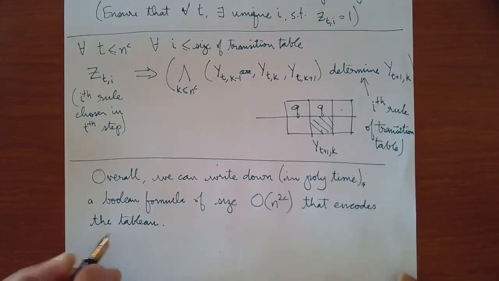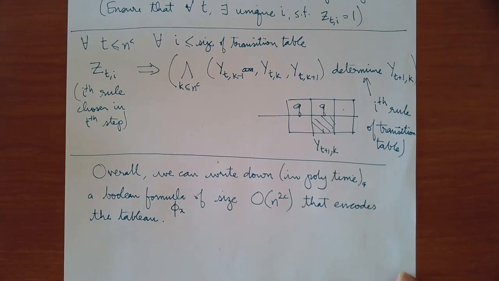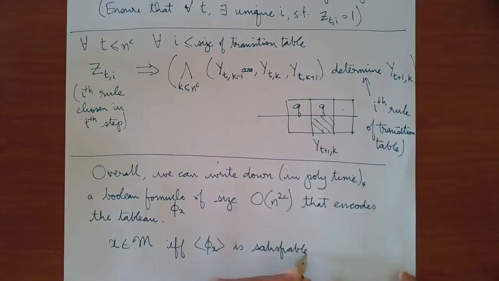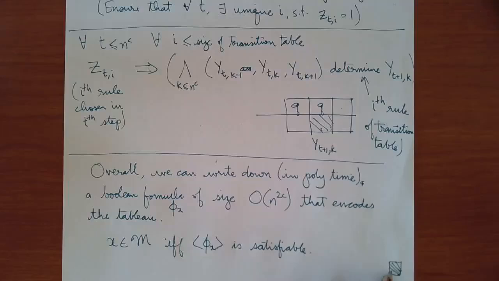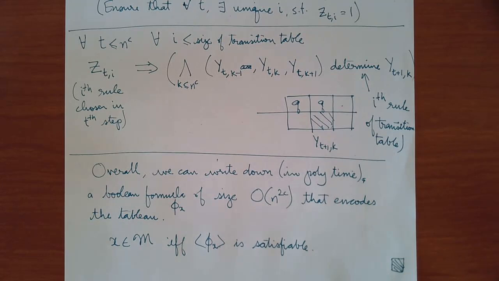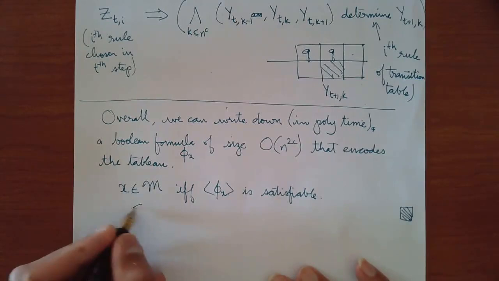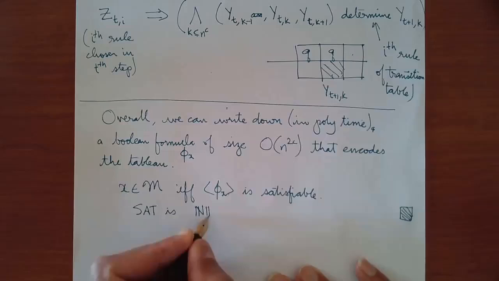And so if you call this Boolean formula phi of x, then x is in M if and only if phi of x is satisfiable. I've sketched out the proof here, but you can see that because it's encoding the entire behavior of the tableau, x is in M if and only if phi of x is satisfiable. And indeed, that is the proof of the Cook-Levin theorem, or at least sketched out mostly. And so what this proves is that SAT is NP-complete.